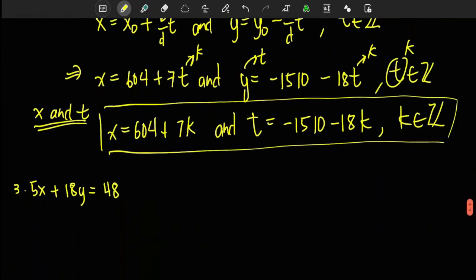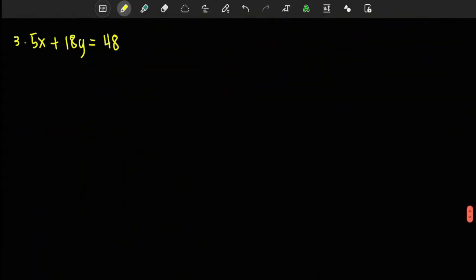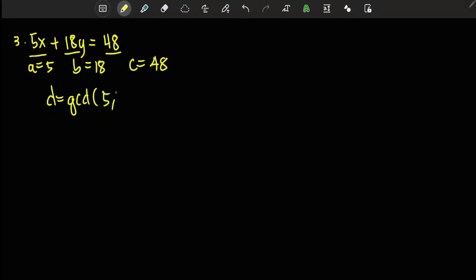Let's look at our next example. 5x plus 18y equals 48. So in this example, the value of a is 5, the value of b is 18, and the value of c is 48. Very easily, we determine that the GCD of 5 and 18 is 1. Now, of course, 1 always divides 48. So we already know that this has a solution. Now, according to our theorem, all we need to do now is to find a particular solution and then substitute that particular solution in our formula for x and y.